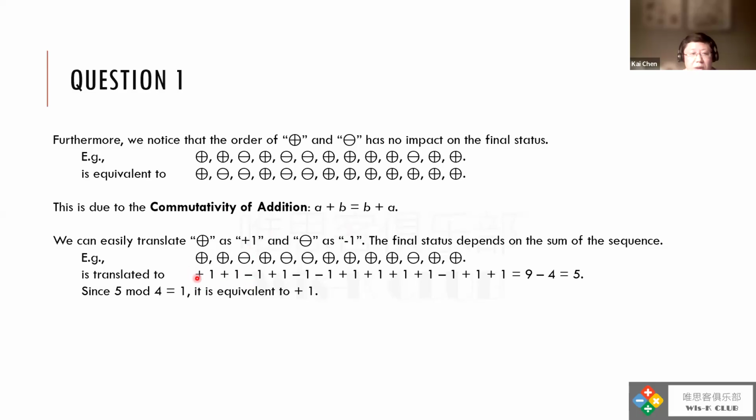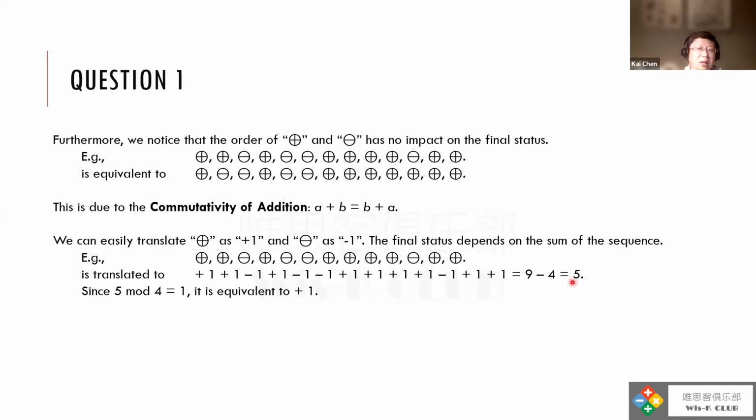And then we can say, oh, because of the commutativity of addition, A plus B is B plus A. So we can always exchange the order. We can translate each plus into plus 1, each minus into minus 1, and sum them up. So out of these 13, we get, I don't know, maybe 9 plus and 4 minus. So this gives you 9 times plus 1 and 4 times minus 1. So 9 minus 4 gives you 5.